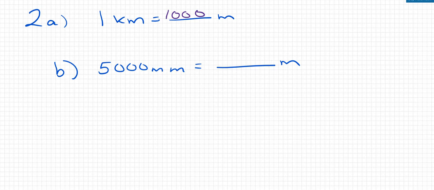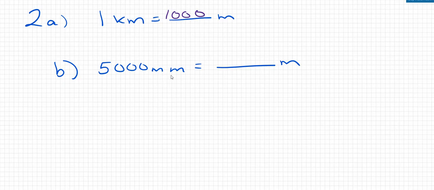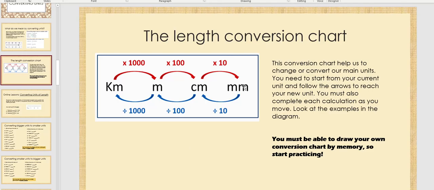So if I do go to my conversion chart, I'm going from millimeters to meters. So I can see that I'm starting with a smaller unit, so my number should be getting smaller. Over here, kilometers was bigger than meters, so 1 became 1,000. It became bigger. Here it becomes smaller. So millimeters to meters, I've got to divide by 10 and then divide by 100. So 3 zeros altogether. So I'm dividing by 1,000.